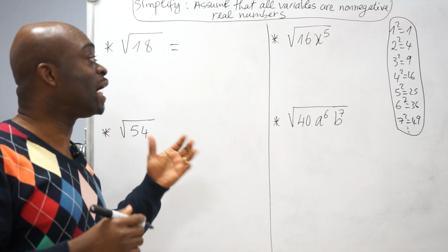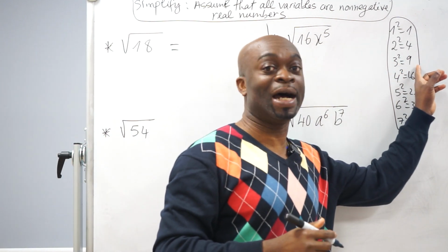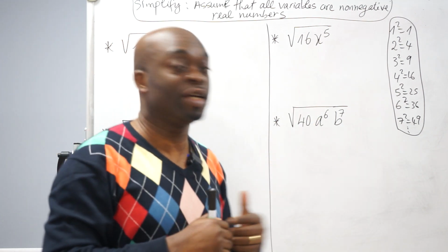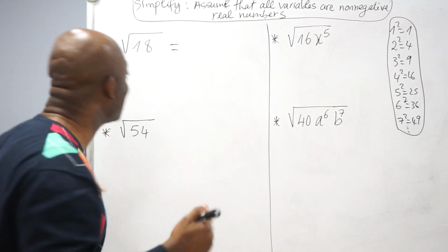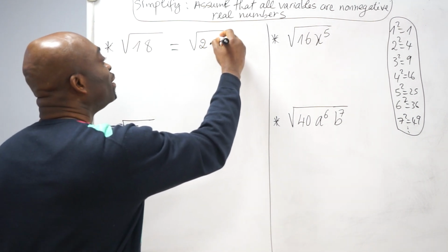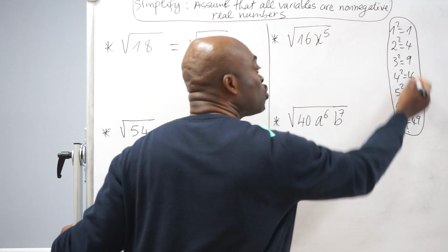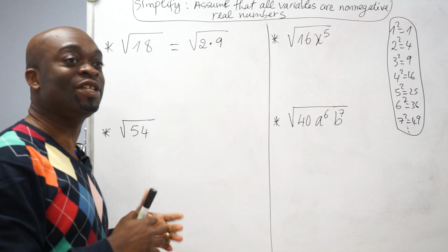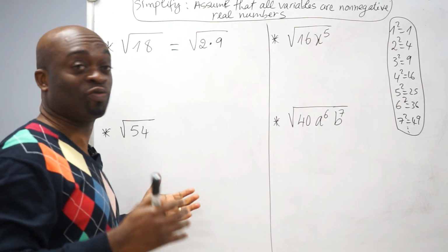It helps you to see that if I have 18, one number can divide 18 to give me another number evenly. So 18 can be divided by 9, and then it's twice. That's the reason why this one would be 2 times 9. And why 9? Because 9 is the perfect square. So you don't need your calculator. You can make up your own perfect squares right there.